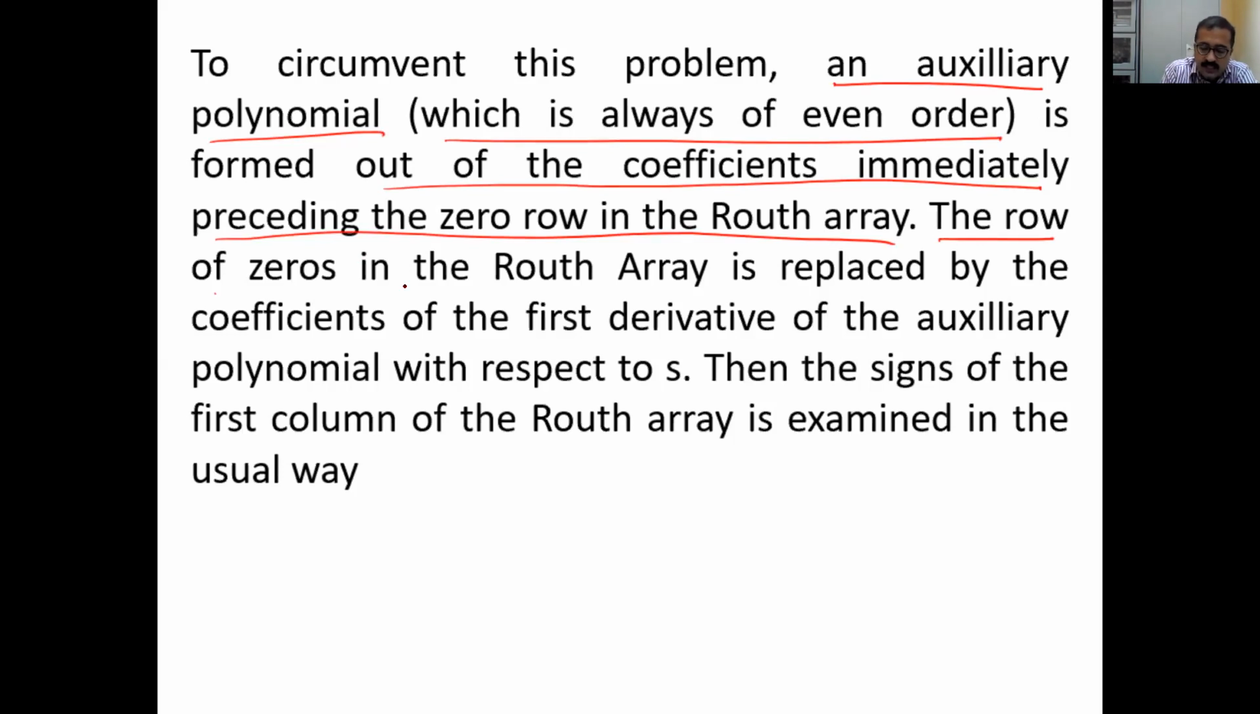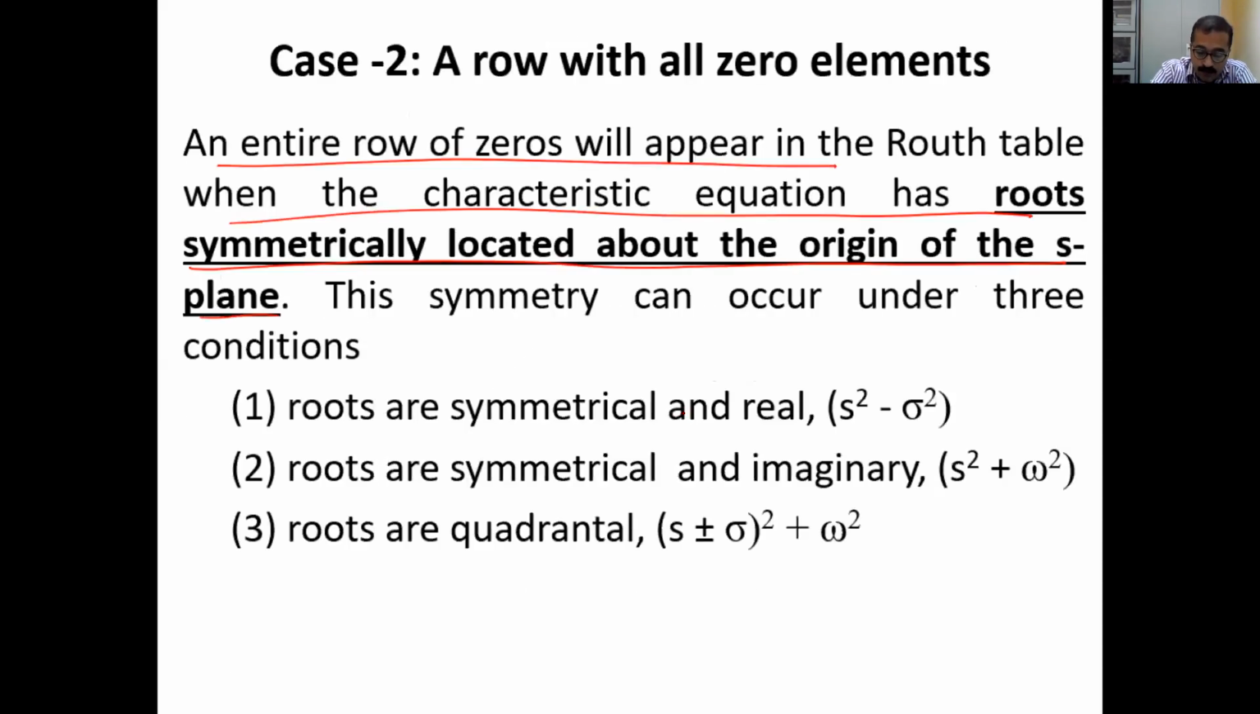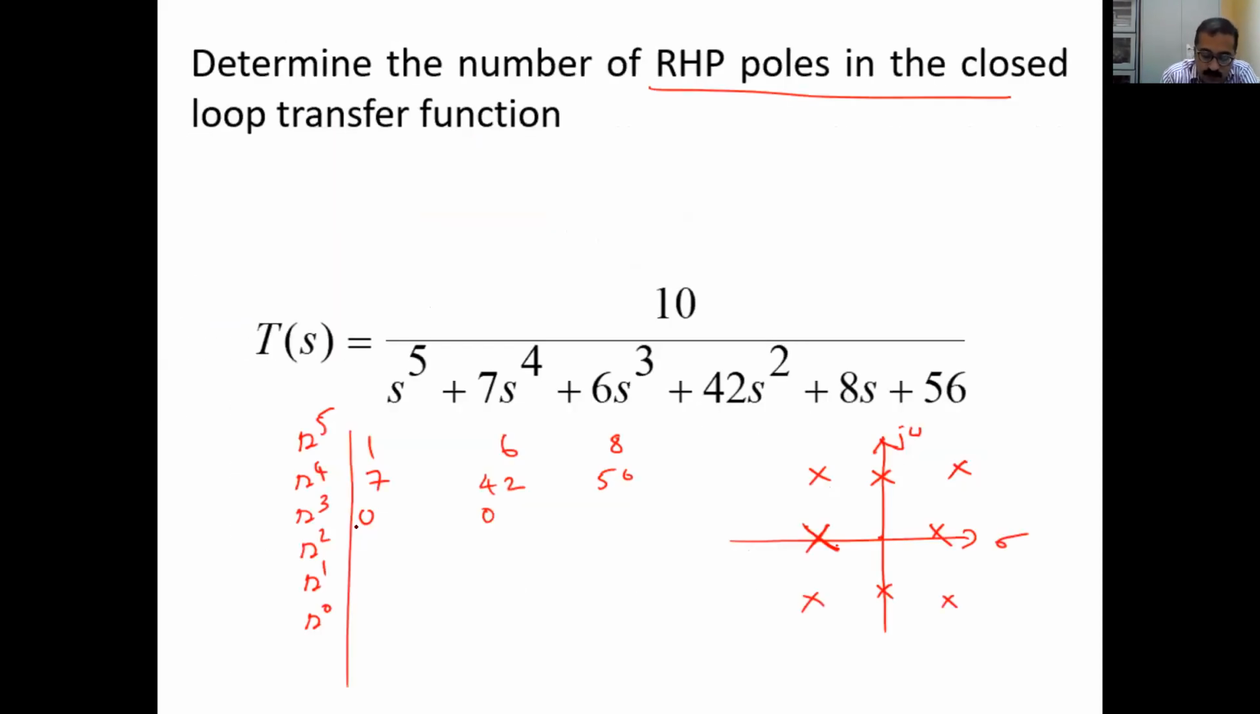The row of zeros in the Routh array is then replaced by the coefficients of the first derivative of the auxiliary polynomial with respect to S. Then the signs of the first column are examined in the usual way. So coming to our problem. So what is auxiliary? S cube is the zeroth row. All entries are zero in S cube row. So you consider the row immediately above that. That means S raised to fourth row. So what will be your auxiliary polynomial?